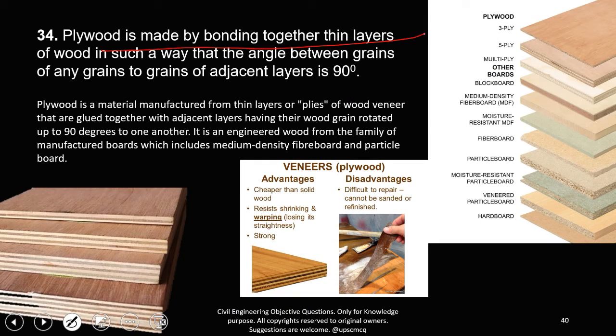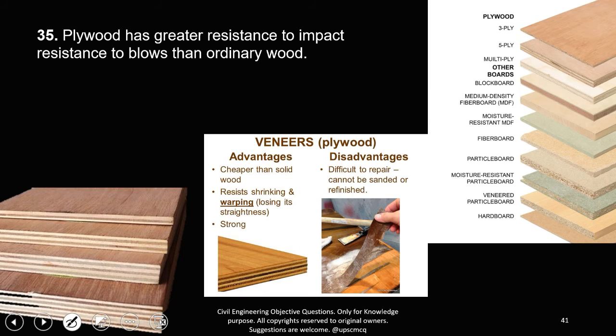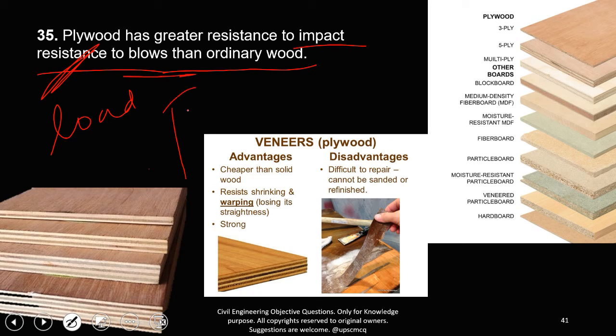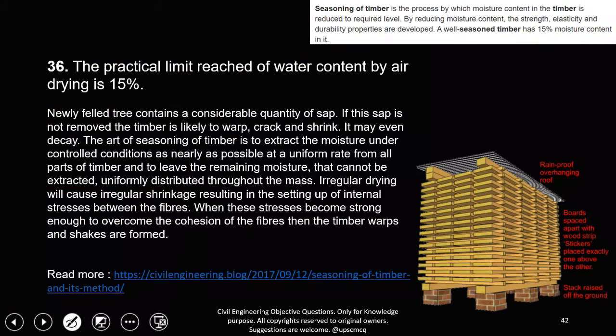Plywood is made by bonding together thin layers of wood in such a way that the angle between the grains of any layer to the grains of the adjacent layer is 90 degrees. Plywood has a greater resistance to impact load and blows than ordinary wood. Therefore, we could conclude that plywood has greater impact resistance than ordinary wood.